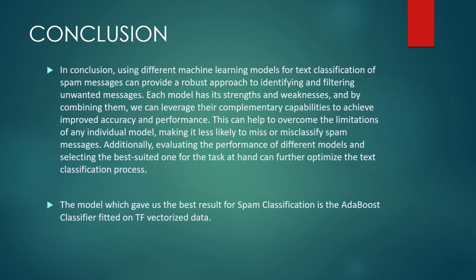In conclusion, using different machine learning models for text classification of spam messages can provide a robust approach to identify and filter unwanted messages. Each has strengths and weaknesses. By combining them, we can leverage their complementary capabilities to achieve improved accuracy and performance. This can help us overcome the limitations of any individual model, making it less likely to miss or misclassify spam messages. Additionally, evaluating the performance of different models and selecting the best suited one for the task at hand can further optimize the text classification process.